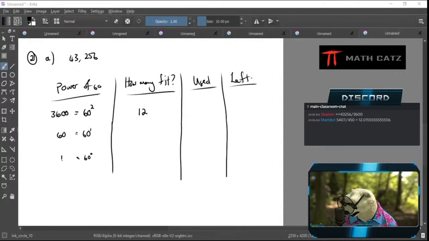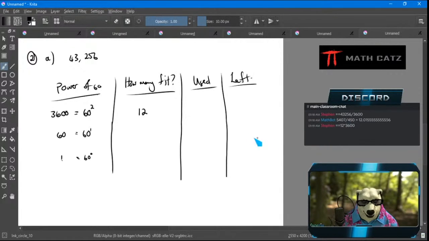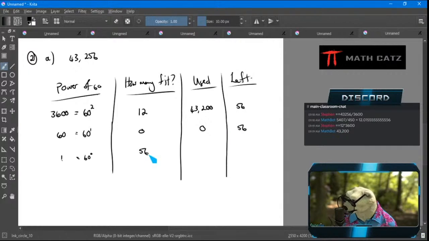Then how many times can that fit? Well, that's a multiplication: 12 times 3600. And I see that I've used 43,200. I have 56 left, obviously. The subtraction should be fairly easy. And that shows me that I cannot fit in any groups of 60. 0 groups of 60 will fit. I've used nothing more. 56 are still left, but the ones will get them.